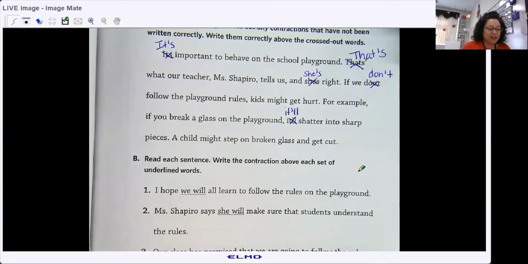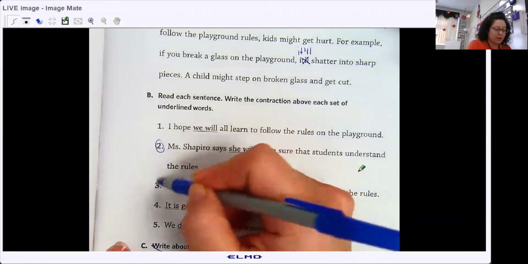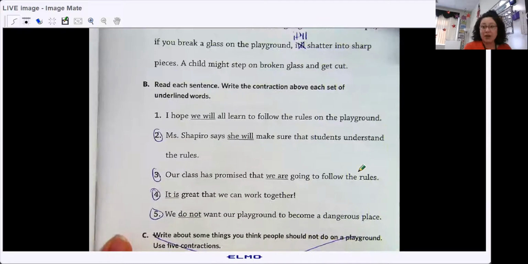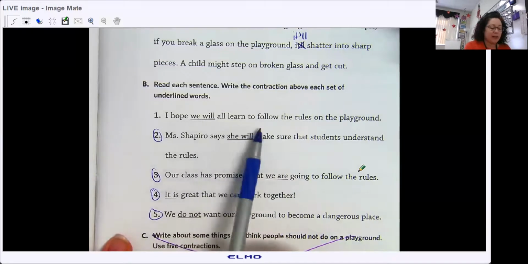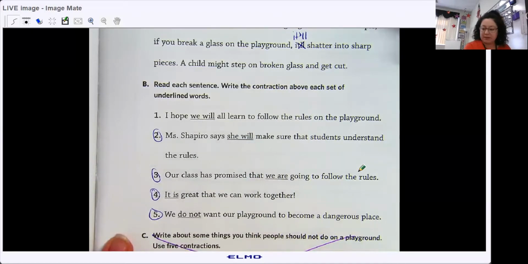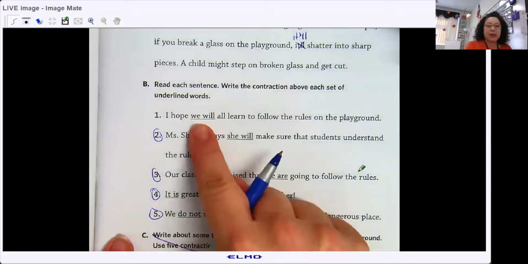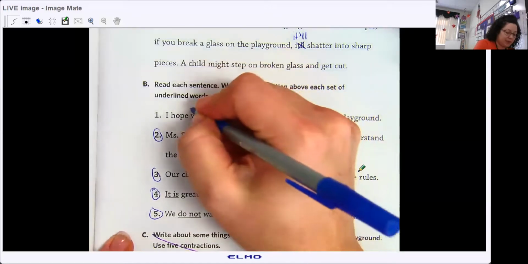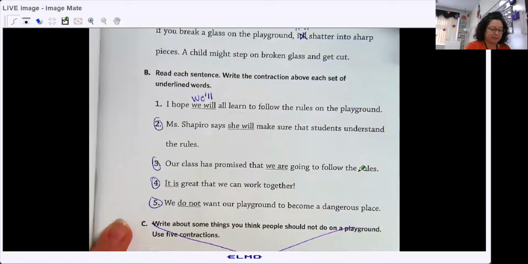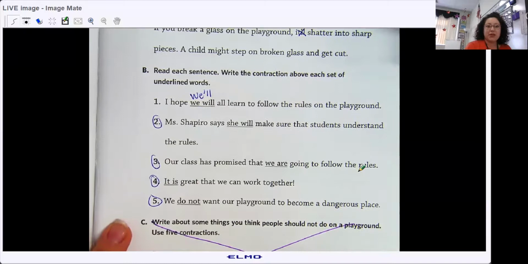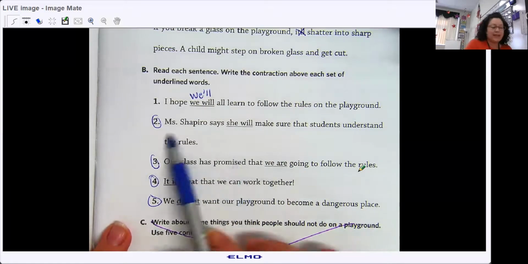Read each sentence, write the contraction above each set of underlined words. We're going to do 1 together, and then you're going to do 2, 3, 4, and 5 on your own for a discussion post back on Schoology. I hope we will all learn to follow the rules of the playground. So we're going to put we will together, and that turns into we'll. Okay? So you are going to do 2 through 5.